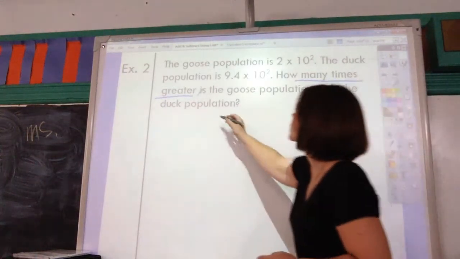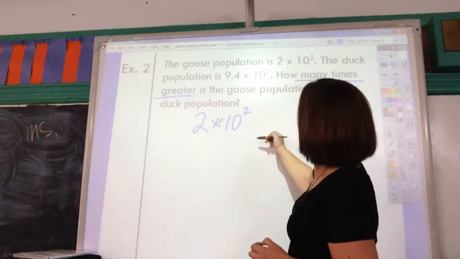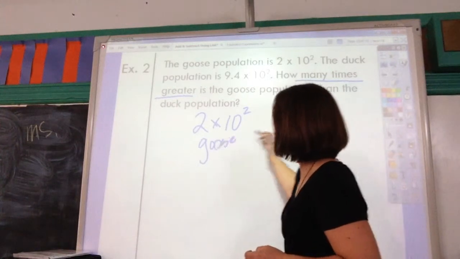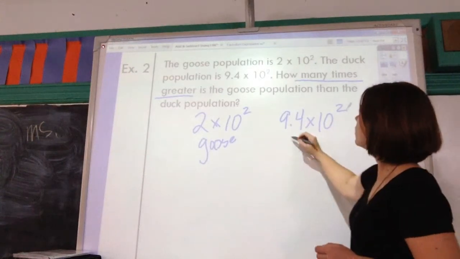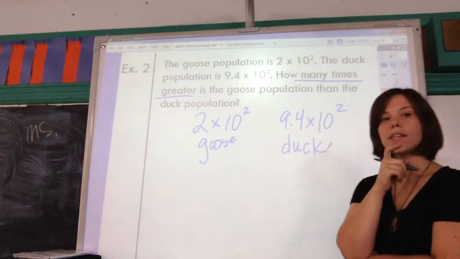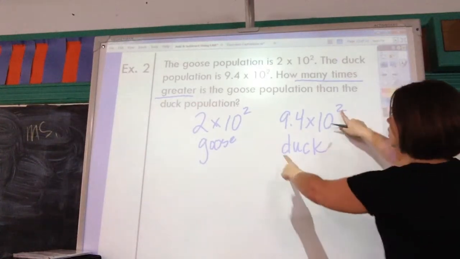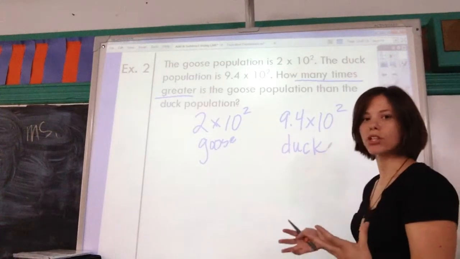Take a look at these two numbers. I have 2 times 10 squared, and these are my geese. This is the goose population. And then I have 9.4 times 10 squared, and this is my duck population. In the last problem, I looked at my exponents to figure out which number was greater, but take a look. My exponents are the same. So when the exponents are the same, look at the coefficients.